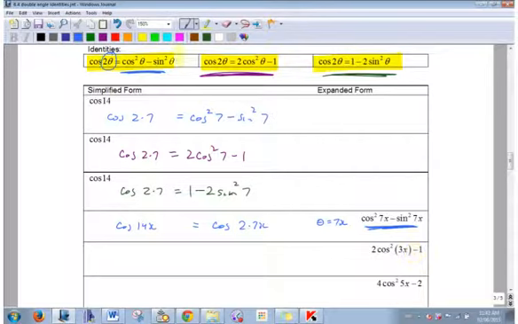Okay, this one looks like the purple guy. 2 cosine squared of theta minus 1. So again, theta is just that, 3x. So I could write that as cosine 2 times theta, which is cosine 6x.